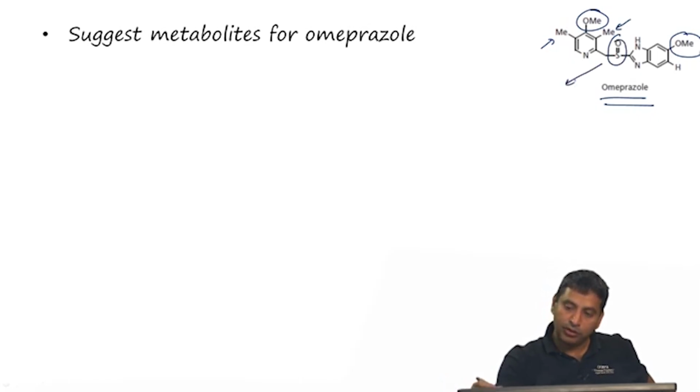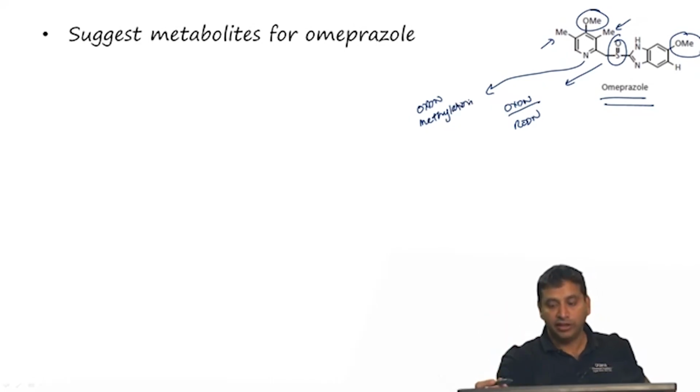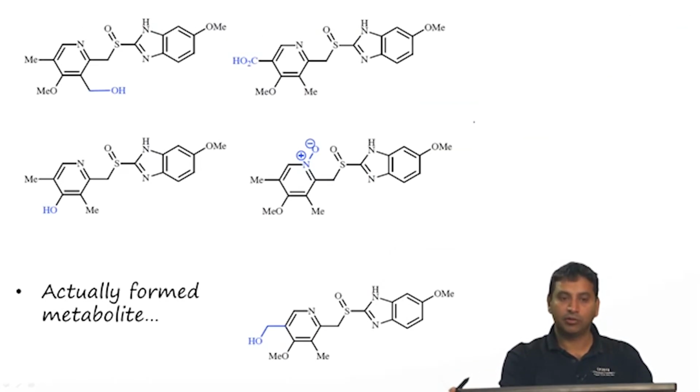The S double bond O can undergo oxidation or reduction depending on the situation, and the benzene ring and the pyridine ring can be oxidized. The pyridine ring, because it has a free nitrogen heteroatom here, can do a number of things. It can undergo oxidation, it can undergo methylation, and we have already looked at that methylation of the pyridine ring can substantially increase the polarity, and it can also undergo conjugation. So, these are the major aspects of what a pyridine ring can do. With this in mind, let us look at the metabolites for omeprazole.